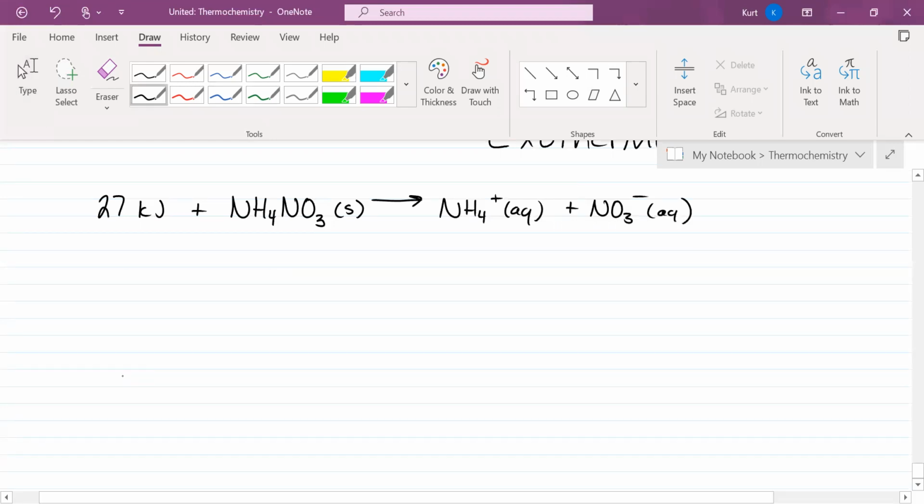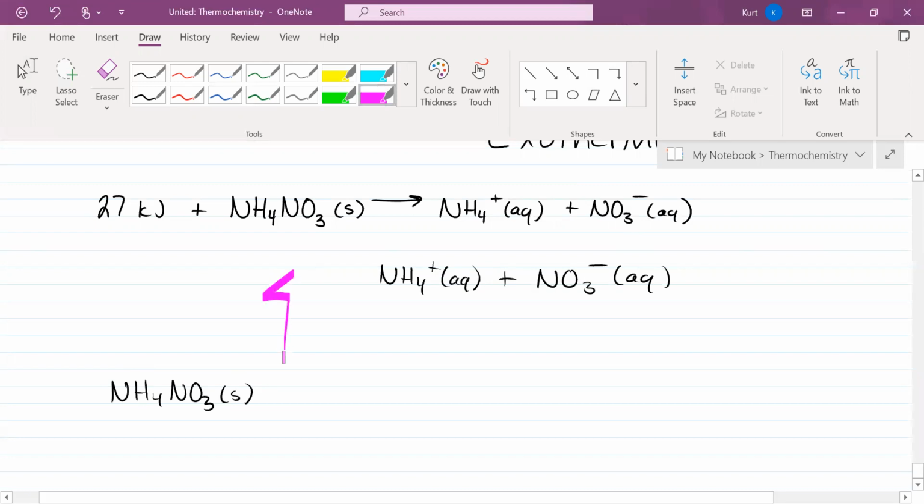We have NH4NO3. Where am I going to write the products? Above that or below that? Above. I'm going to write it like this. NH4 and NO3, ammonium and nitrate, and I'm going to have an arrow pointing up.